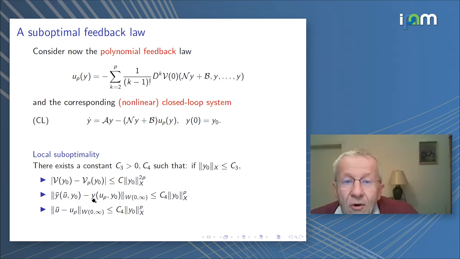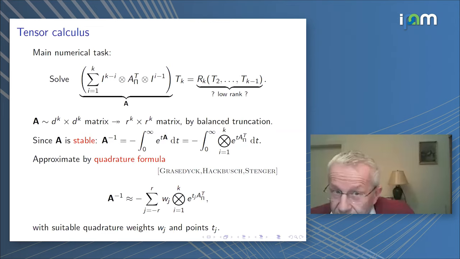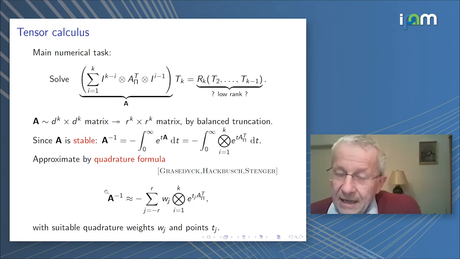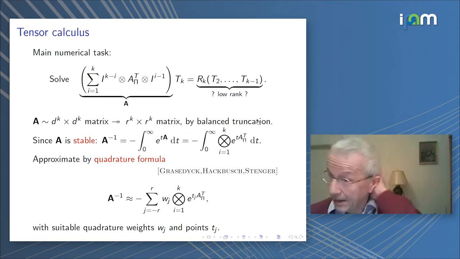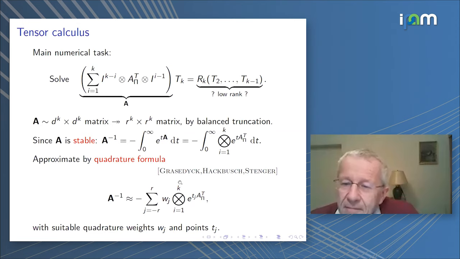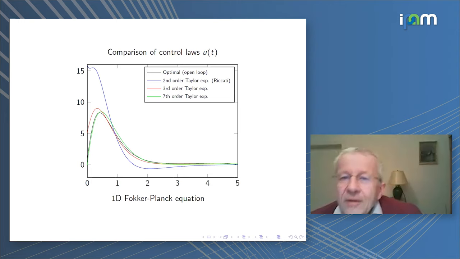All right. And we do also work out the linear system for that. They have a curse of dimensionality, granted. But we use balanced truncation to break the curse of dimensionality. And we use all the nice work by Krasidik, Hackbusch, and Stenger to approximate these inverses, which are anyway written as exponentials, by suitably weighted integration. And in this way, and that's my next to last slide, we could utilize for the Fokker Planck this approach.